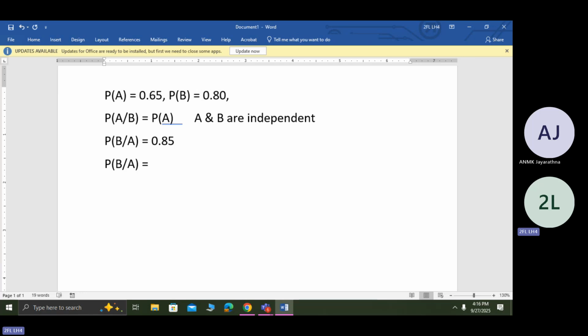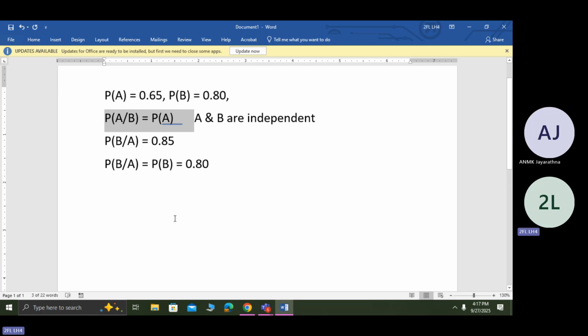Based on that particular concept, what may be the answer here? B given A equals, based on our assumption, probability of B. Then what is the probability of B here? 0.80. But the question says 0.85. Then these assignments are not correct. That is the way you can explain it. Understood? Based on this third point, we can say A and B are independent.